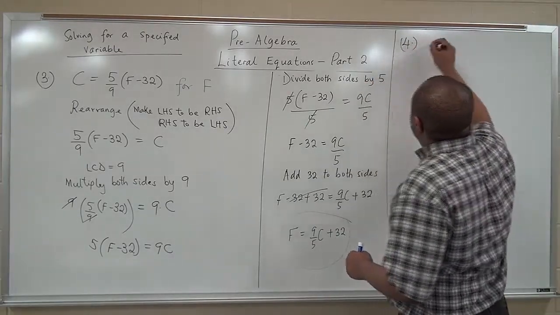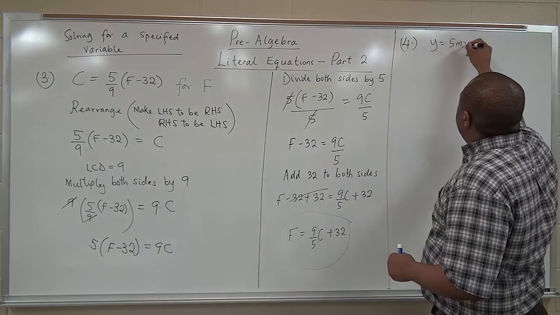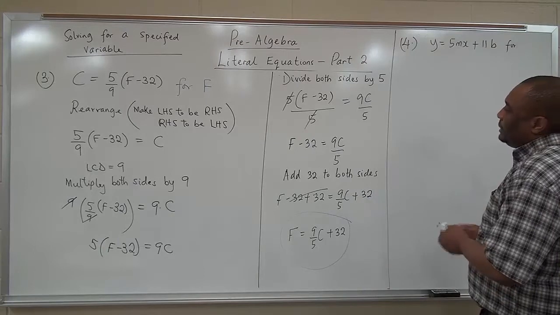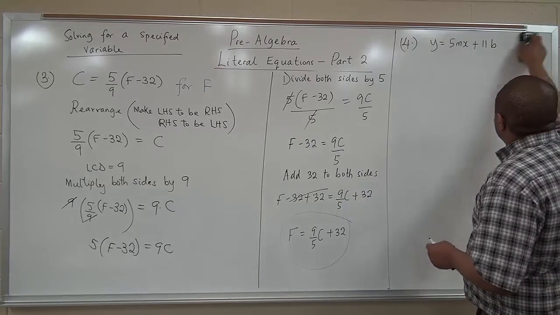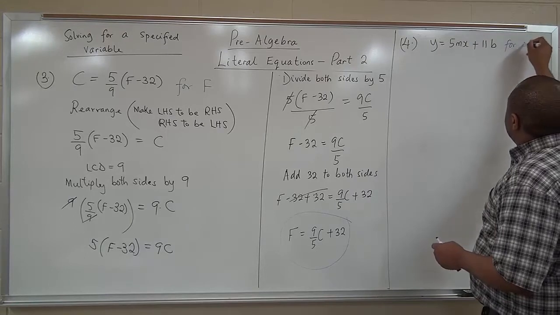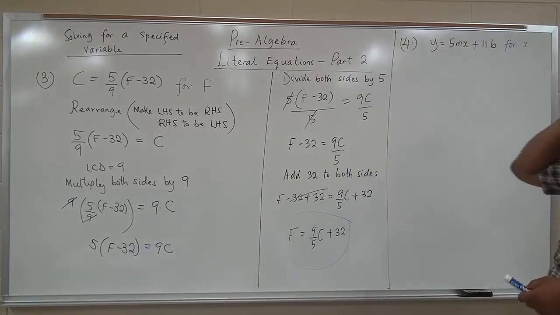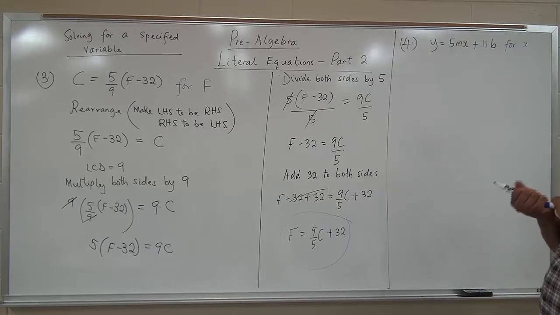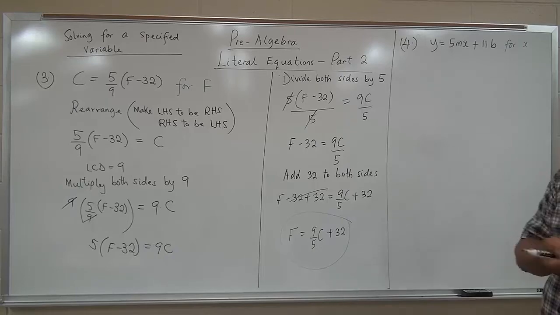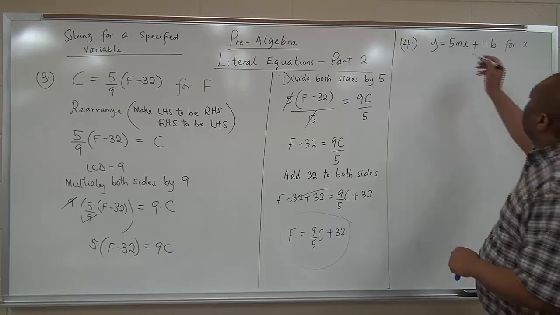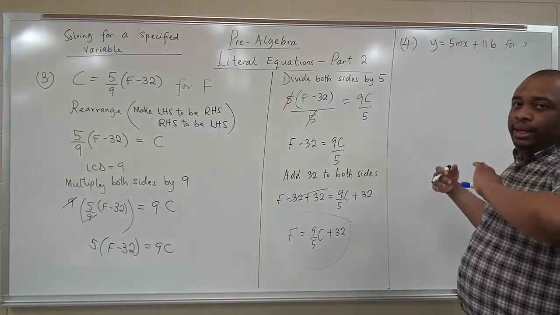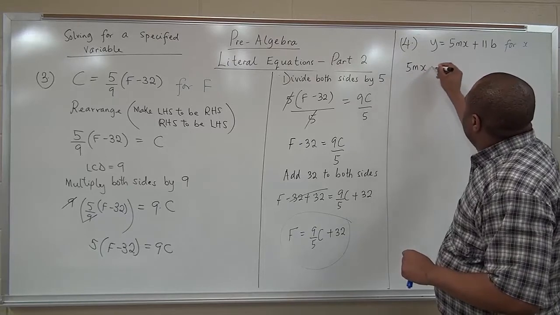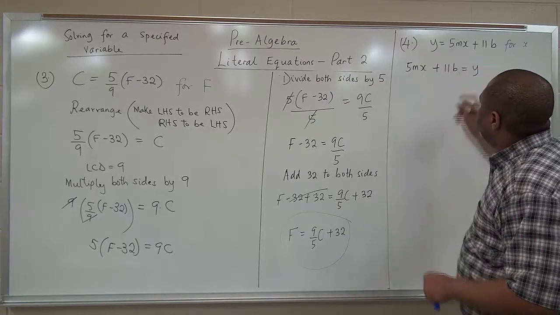Question 4, y equal to 5mx plus 11b. Solve for x. So x is on the right hand side. We want to rearrange so that we can get x to be on the left hand side. So our left hand side will be our right hand side, and our right hand side will be our left hand side. So 5mx plus 11b is equal to y.